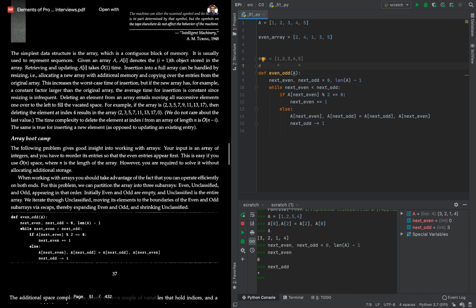Let's run through this. While next even is less than next odd, which clearly it is, that's perfect. So we go through it. Is it even? No. Else, then you swap these two numbers: you swap 1 and 5, and next odd moves down a number. Okay, so now we do it again.